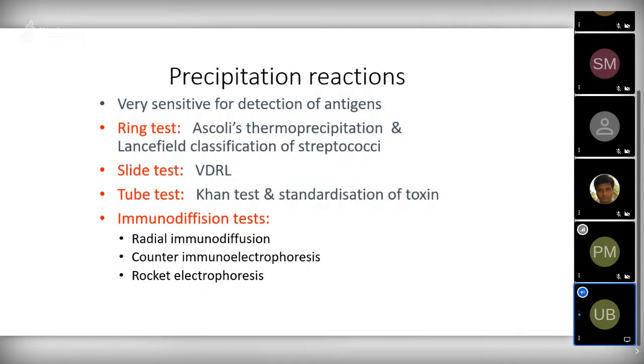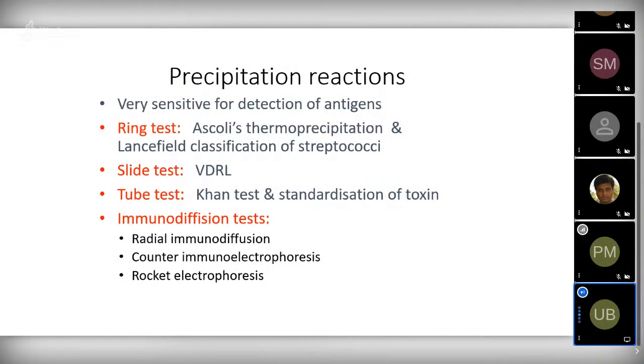Then we have the slide test, which is the VDRL. What is the abbreviation of VDRL? Venereal Disease Research Laboratory. It is done for syphilis. Okay, this is done on a slide, so it is called a slide test.